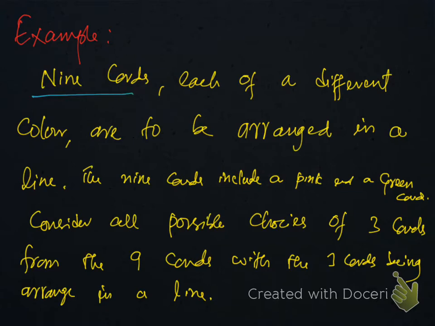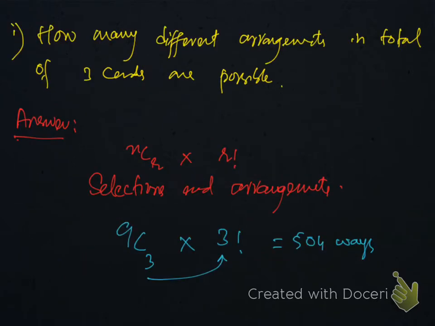Well, 9 cards, this is the question. 9 cards, each of a different color, are to be arranged in a line. The 9 cards include a pink card and a green card. Now consider all possible choices of 3 cards from the 9 cards, with the 3 cards being arranged in a line. Question number 1. How many different arrangements in total of 3 cards are possible?